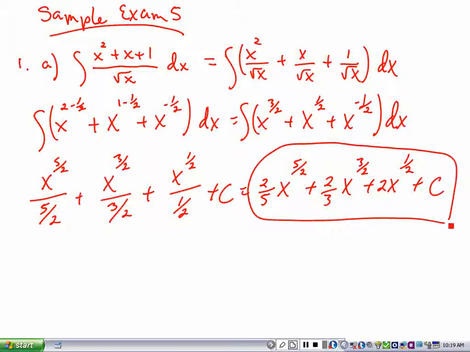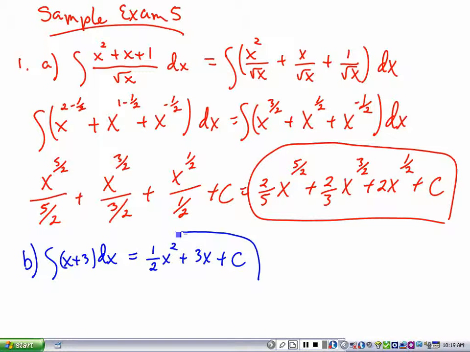Well, I can squeeze part B here. Part B, the integral of x plus 3 dx. Let's integrate that directly. The integral of x is 1/2 times x squared plus the integral of 3 dx. This is 3x, then plus c. That's all she is.